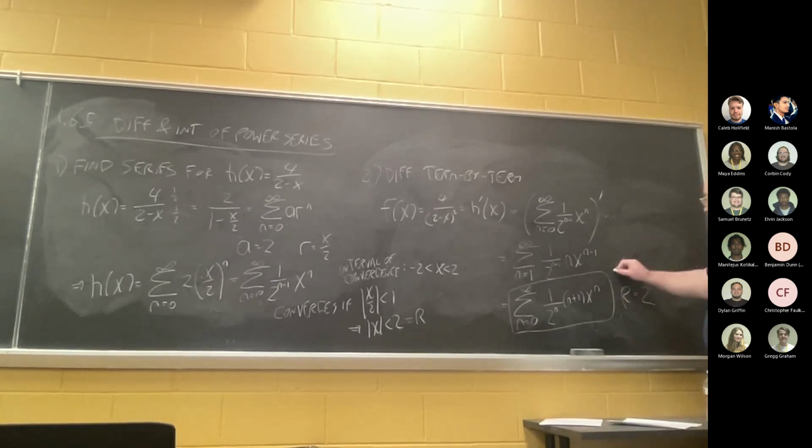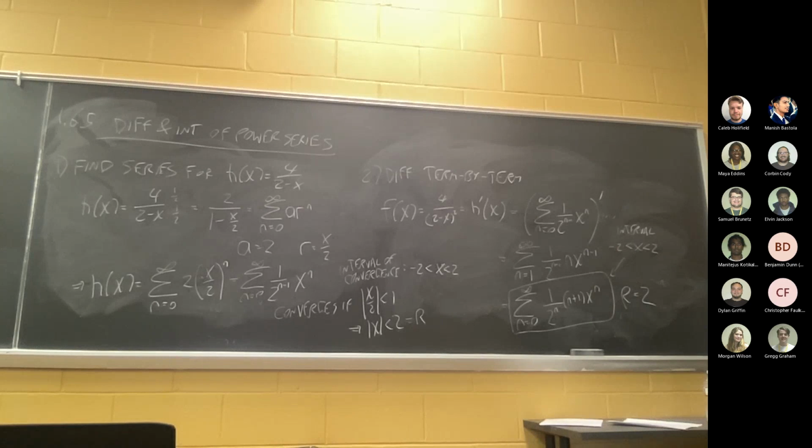Now, for this series, the interval is again x strictly between -2 and 2, because what happens to this series if I plug in x equal to plus or minus 2? Look at what kind of series you're getting. How do you know that it diverges?